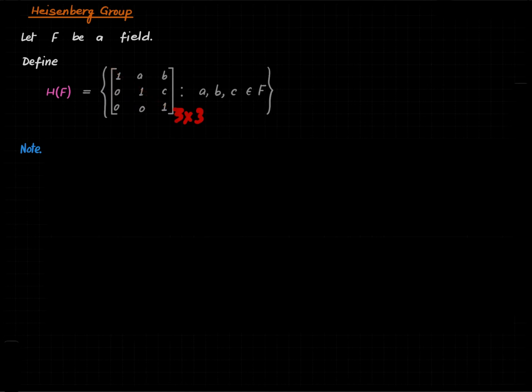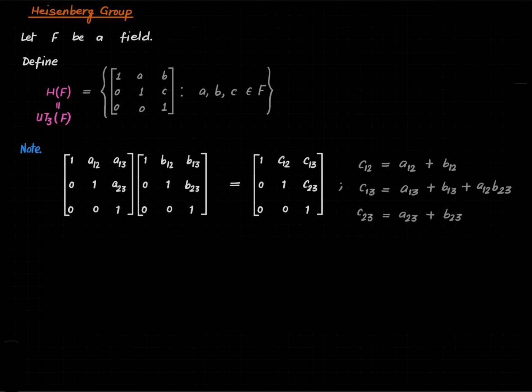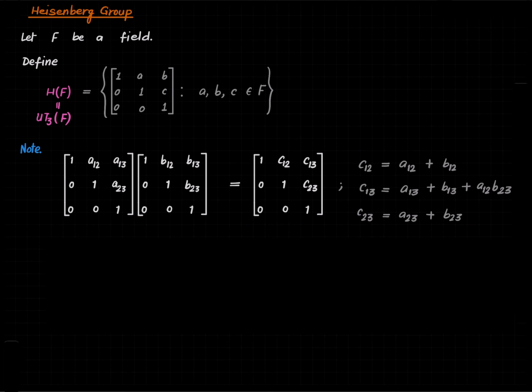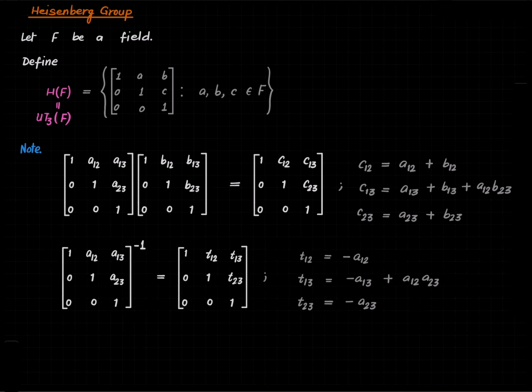So this is exactly UT3F. Nothing more, nothing less. Okay, and let me just show you how the matrix multiplication here looks. If you multiply two such things, you of course get something of the same sort as the previous slide already discusses. The entries will look like this. So they are not very simple. The formula is a little complicated. And if you take inverses, it looks something like this.